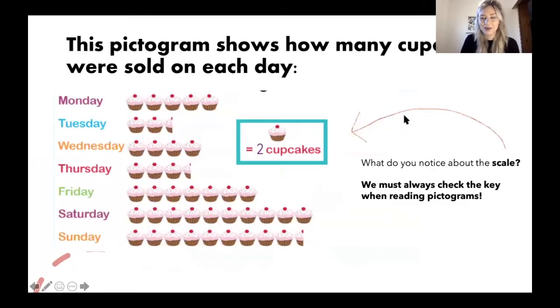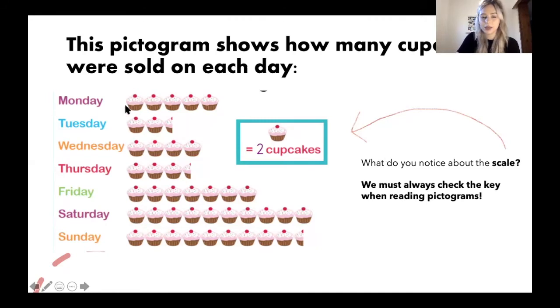Okay, here we have a different pictogram. This pictogram shows how many cupcakes were sold on each day. Now this time, we've got a scale. It says, what do you notice about this scale? And here we have a picture of a cupcake, and it says, this cupcake here equals 2 cupcakes. This means that each cupcake represented on the pictogram is worth 2.